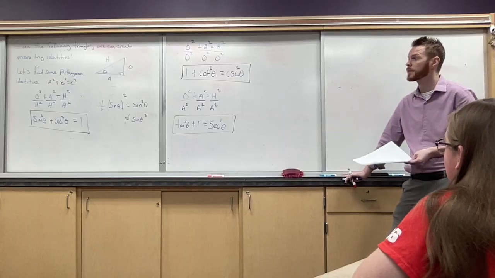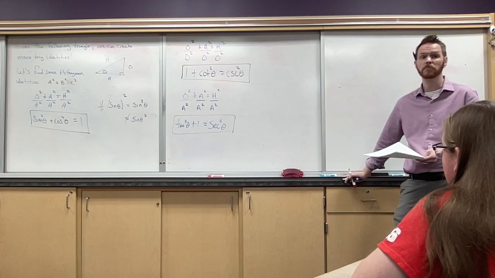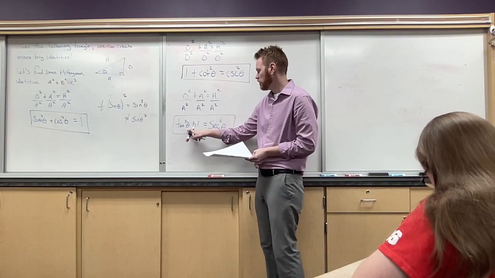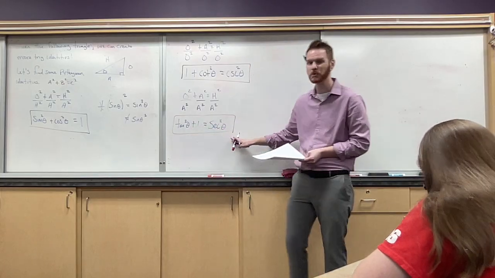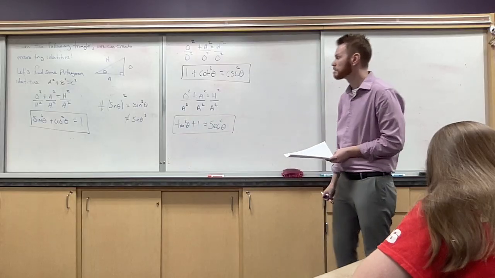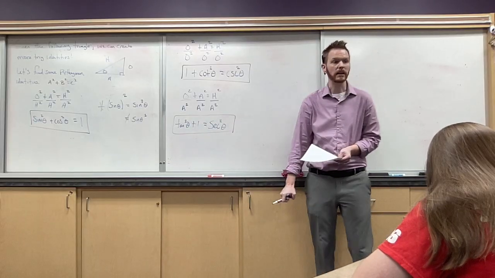We specifically call them Pythagorean identities because we use the Pythagorean theorem to create them. Okay, so at any point you see this statement, you can swap these two things out for secant squared of theta, and vice versa. If you see secant squared of theta, you can swap it out for this guy. Okay, any questions on that?